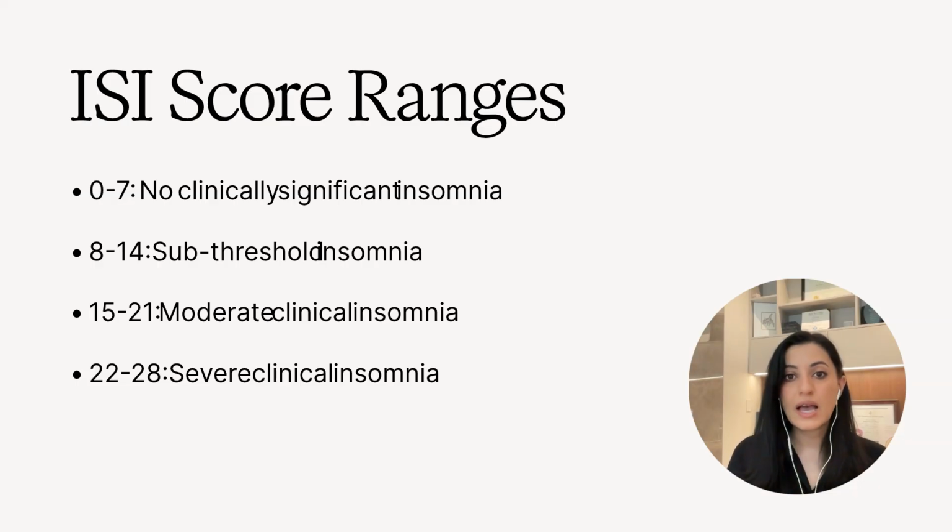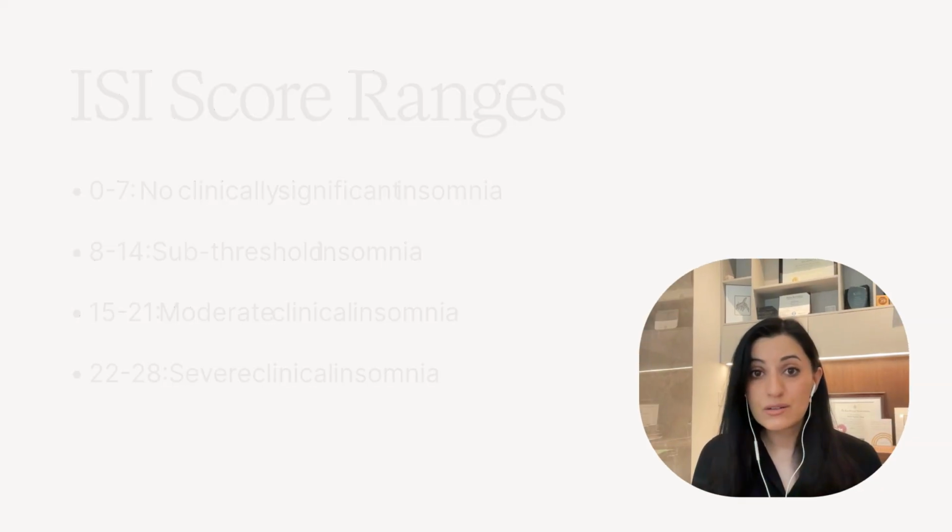So in practice, I use these ranges as information. They're not absolutes. They are useful for documentation and communication, but I'm also very interested in where a patient starts and how that score changes over time. The ISI is well validated, reliable, and it's sensitive to clinically meaningful change. So that makes it especially useful for tracking progress during treatment.